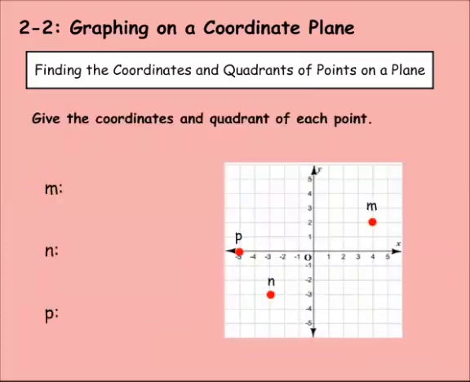So for these problems, we need to give the coordinates and the quadrant of each point. So we're asked to do M here. So if we're going to remember, an ordered pair is always x then y. So we need to do x first and then y second. So M, let's find the x. 1, 2, 3, 4. It's on the x of 4. And then on the y, it would be up 2. 1, 2. So that ordered pair would be 4 for x, 2 for y.